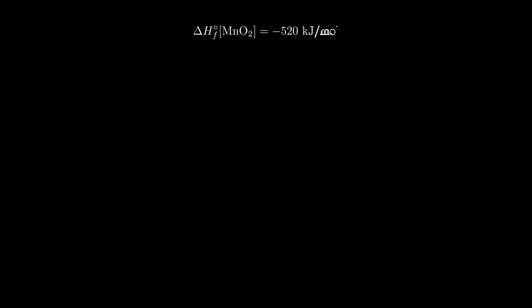To use Hess's law, we need the standard enthalpies of formation for our compounds. The standard enthalpy of formation for aluminum oxide is negative 1,676 kilojoules per mole. The standard enthalpy of formation for manganese dioxide is negative 520 kilojoules per mole. Aluminum is an element in its standard state, so its enthalpy of formation is 0. Similarly, manganese, in its elemental form, has an enthalpy of formation of 0.